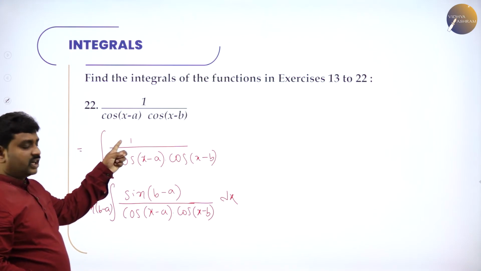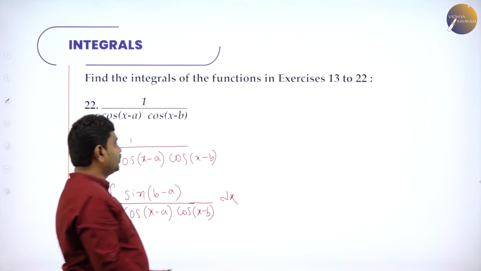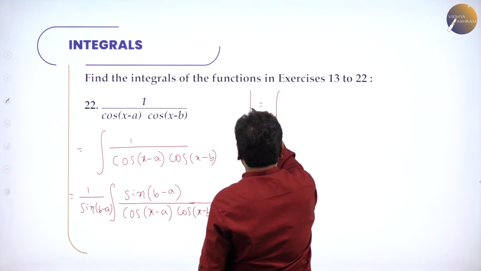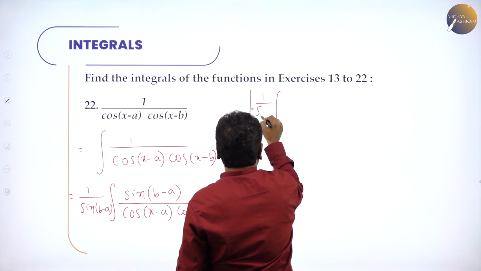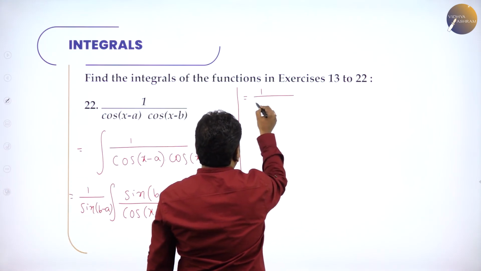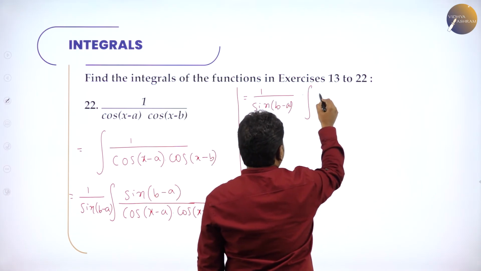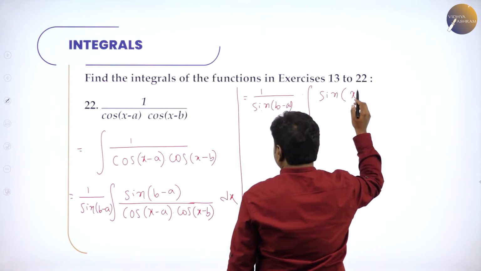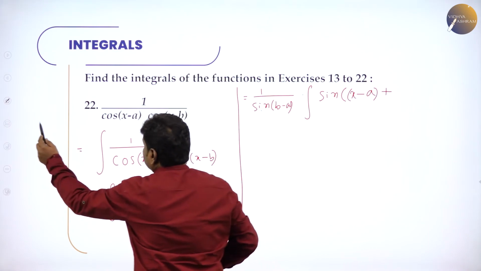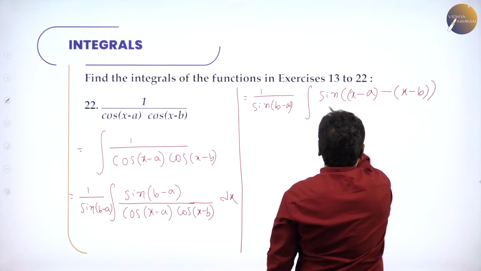They gave 1. Can I write 1 as sine of b minus a by sine of b minus a? Now, I'll write b minus a in the factors form. What are the factors we have? Outside we have the same thing, 1 by sine of b minus a. This will be as it is. And here, sine of b minus a, I'll write it as sine of x minus a minus x minus b. Can I write like this? So x minus b. If you open the brackets, you will get the same.